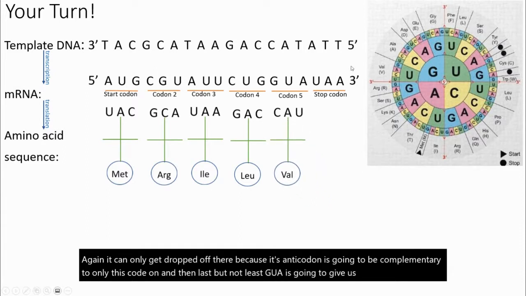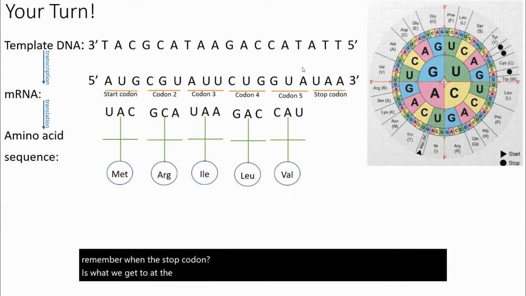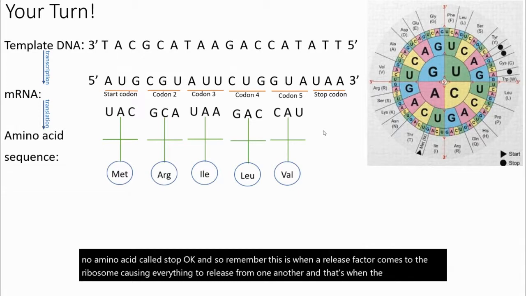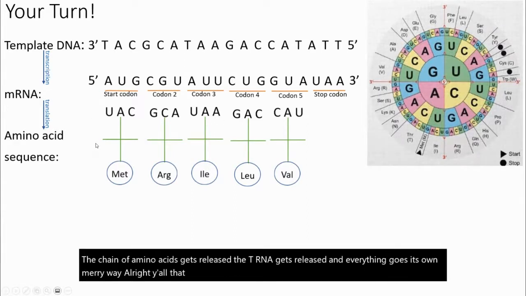Now remember, when the stop codon is what we get to at the ribosome, that means done, stop. There's no tRNAs because there's no amino acid called stop, okay? And so remember, this is when a release factor comes to the ribosome, causing everything to release from one another. And that's when the ribosome disassembles, the chain of amino acids gets released, the tRNA gets released, and everything goes its own merry way. All right, y'all, that is gene expression.